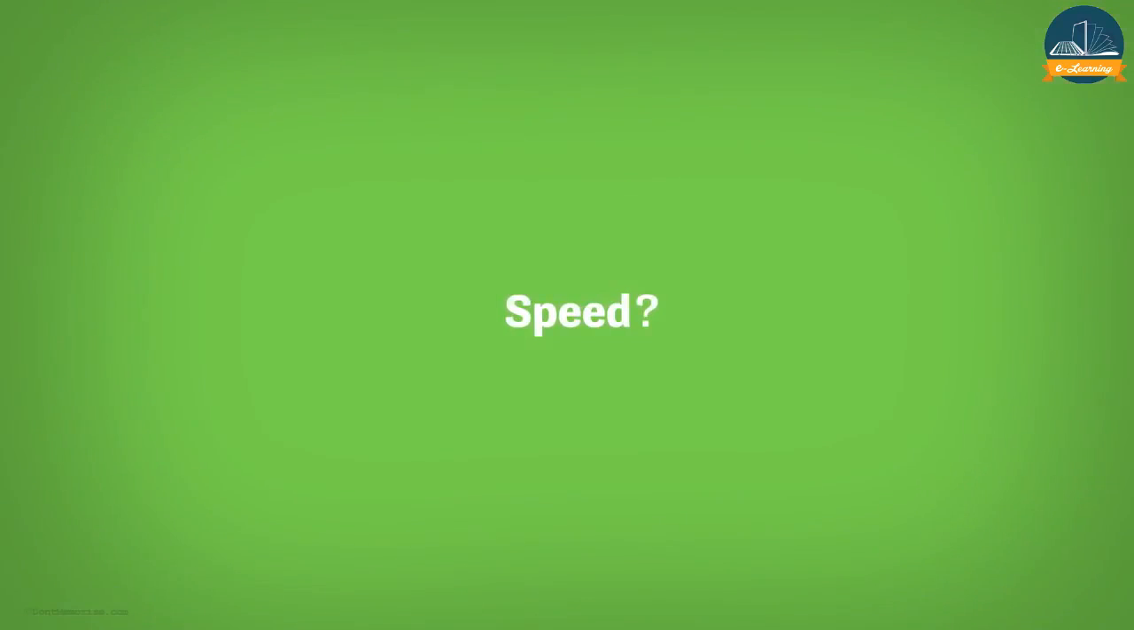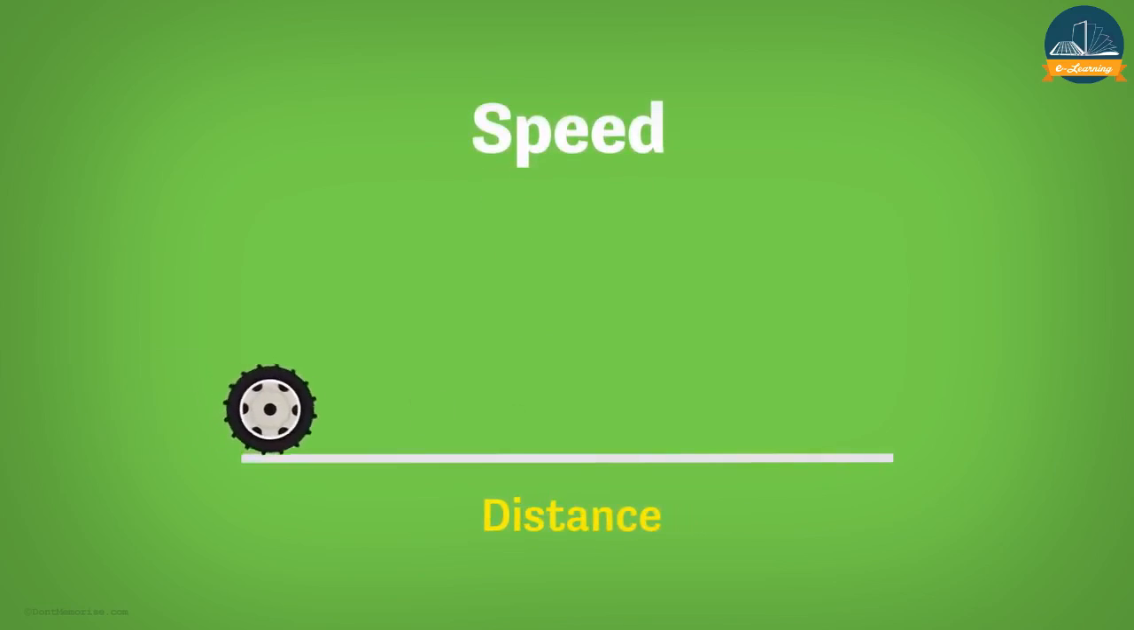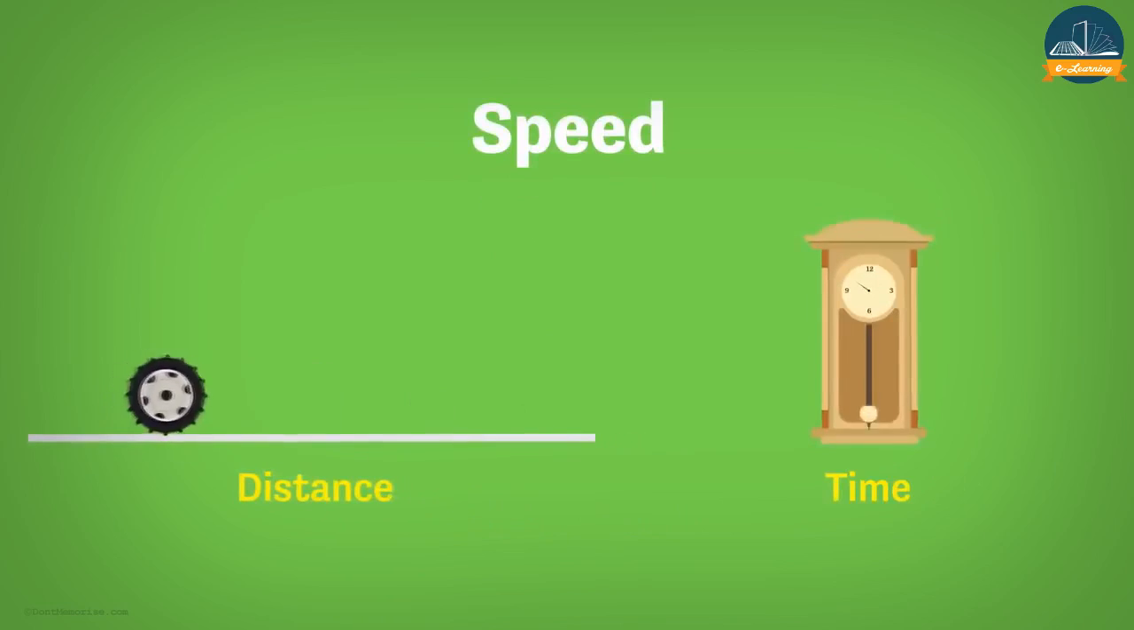How do we define it? In order to know the speed of an object, there are just two things we need to know. First, the distance travelled by the object in motion, and second, the time it takes to complete that distance.